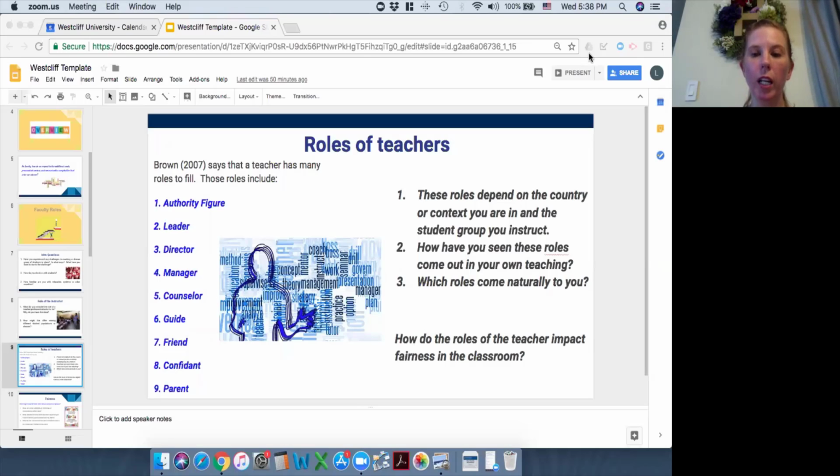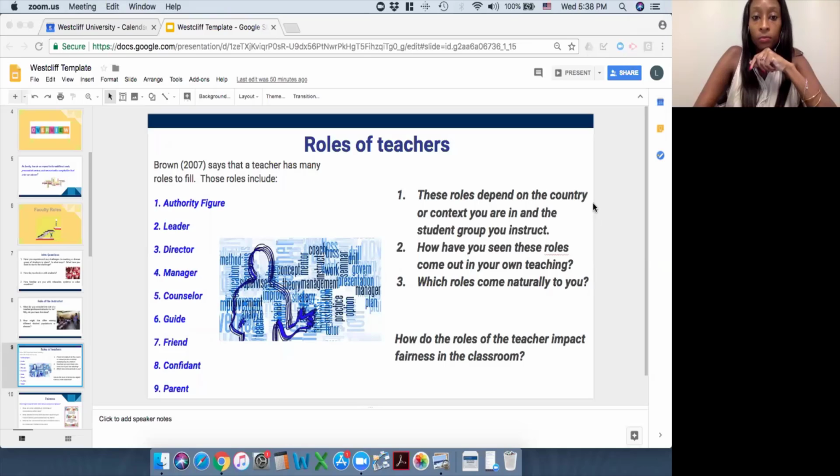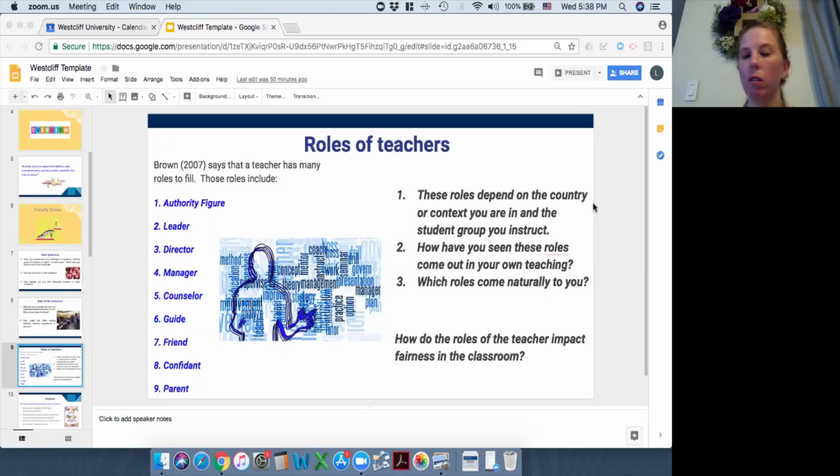And so I want to continue this. Do you think that any of these roles might impact fairness within the classroom? And if so, how does that work? Or what would you say that would be?